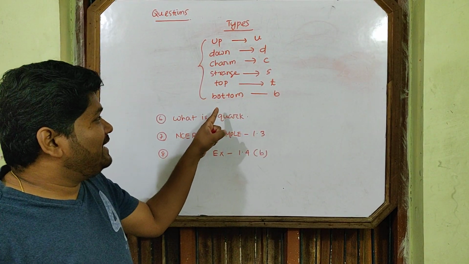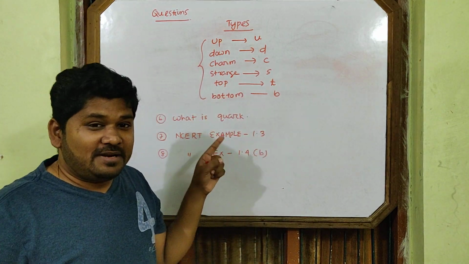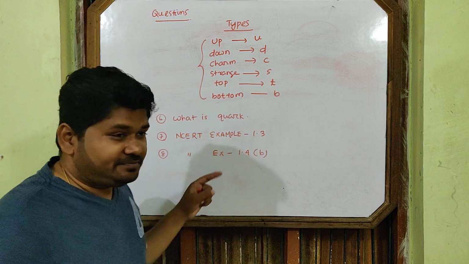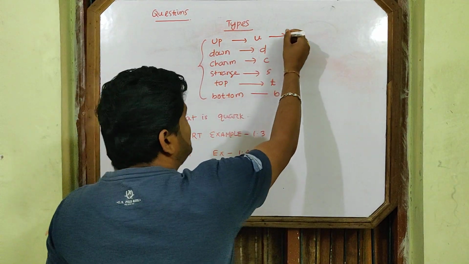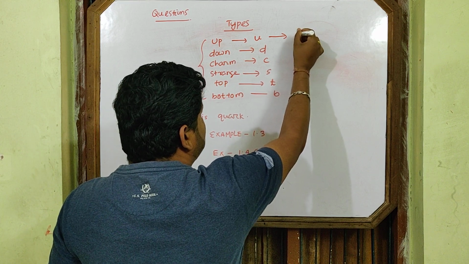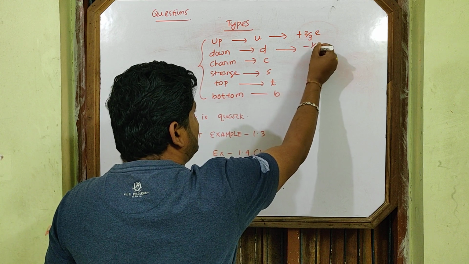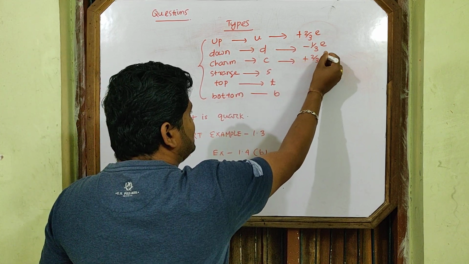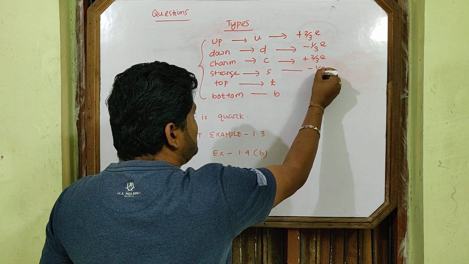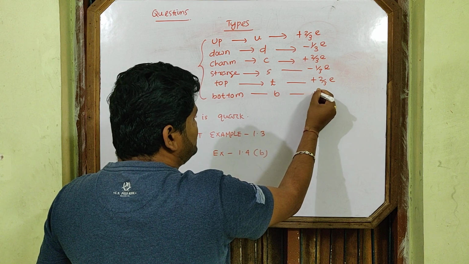And the important thing is the quarks have the charge which is a fractional multiple of the charge of electron. You see here, up quark has the charge plus 2 by 3e. Down quark has charge minus 1 by 3e. Like this continue. Plus 2 by 3e, minus 1 by 3e, plus 2 by 3e, minus 1 by 3e.